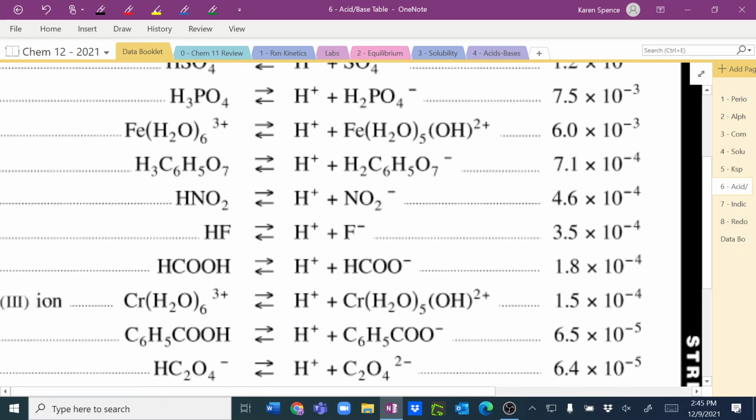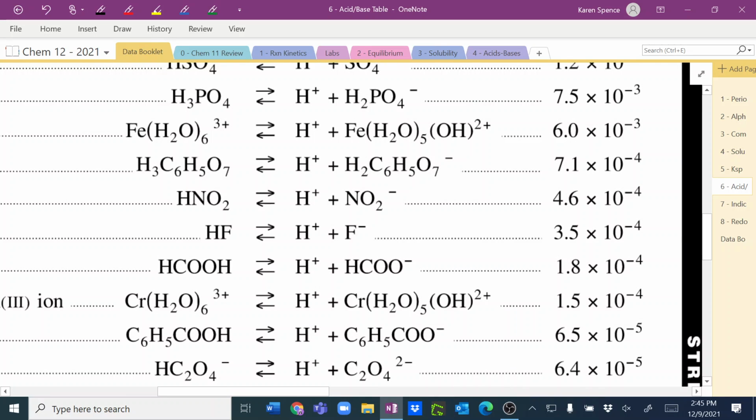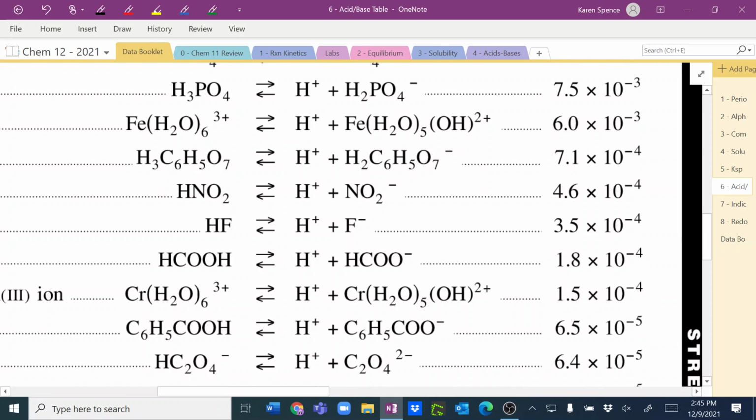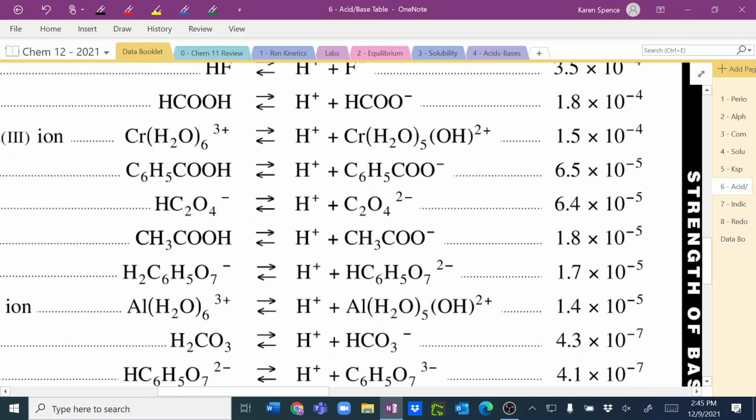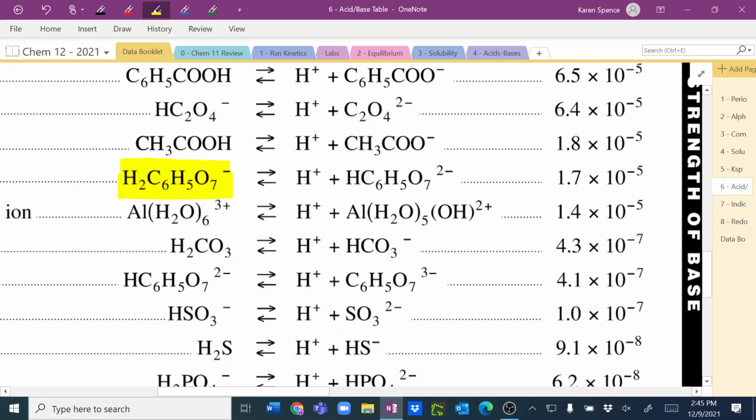What do we have? We need H3C6H5O7. We want H2C6H5O7. Okay, so there's that one. And the second one we want is HSO3 minus. Oh, look, there it is right there. Who is better at being an acid?